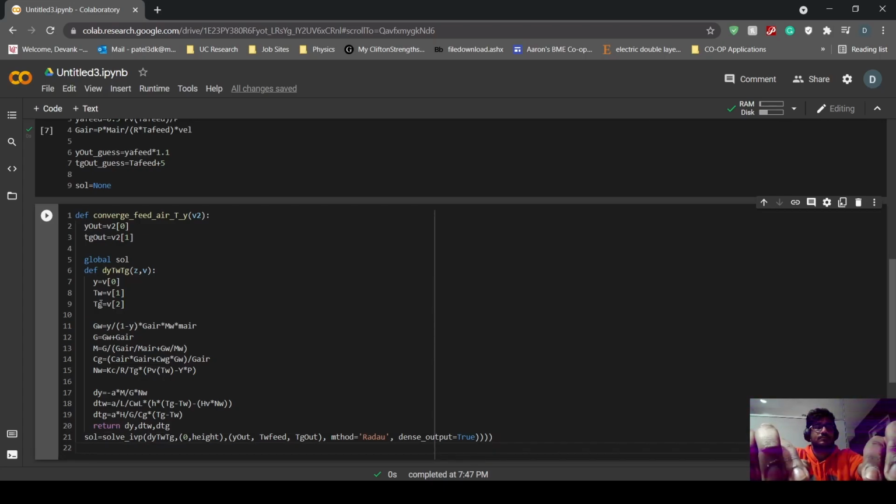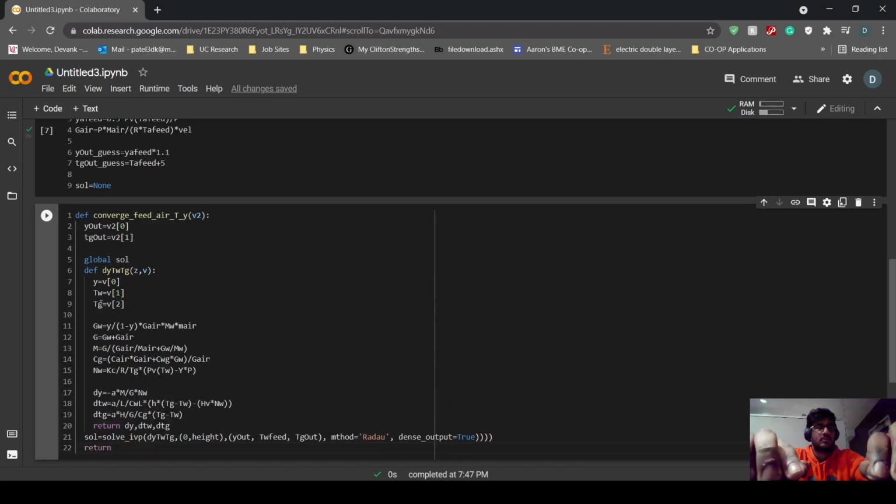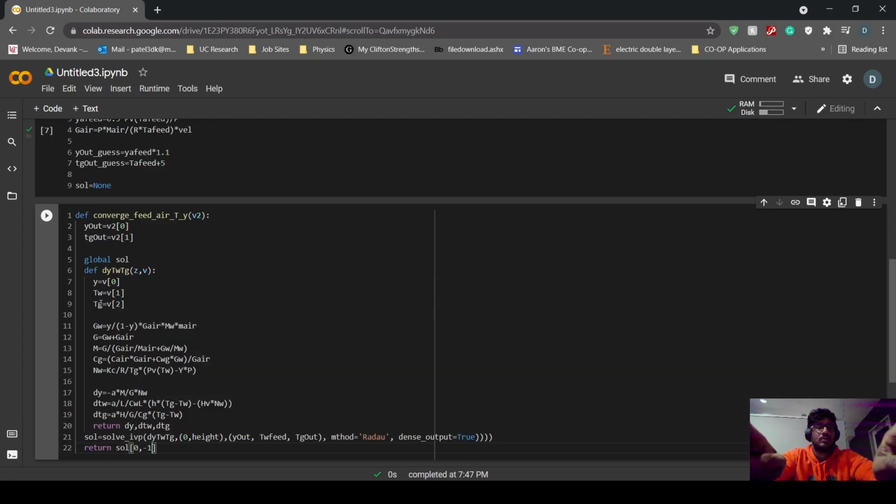And then now we're going to use the return function. So return, we want to use the sol variable and create an array. So we want to use the first and last values in the array. So we're going to call those out and subtract it from the mole fraction of feed, air feed.